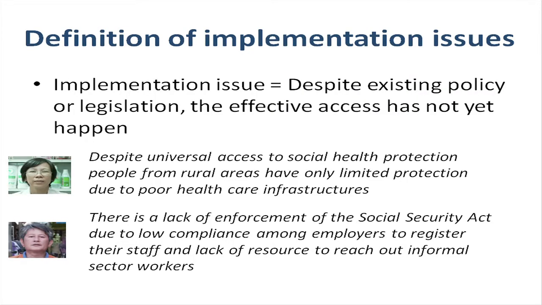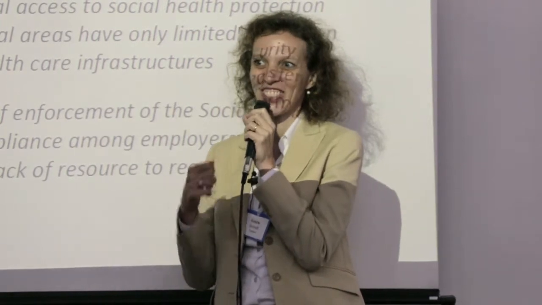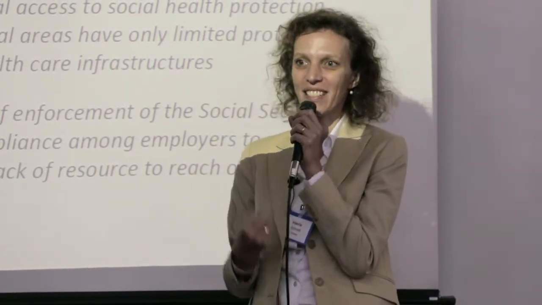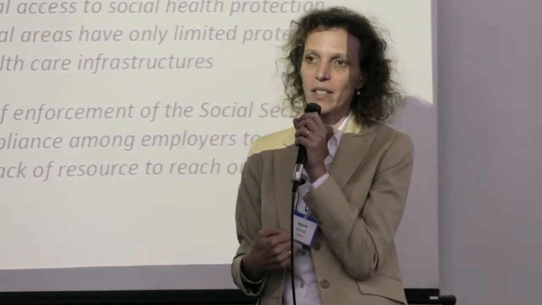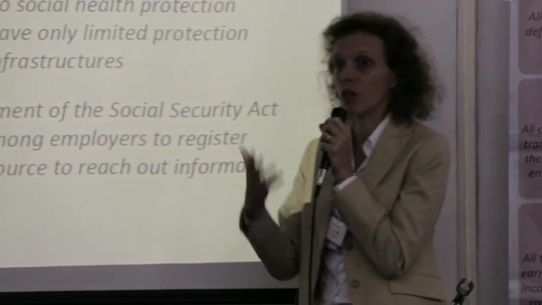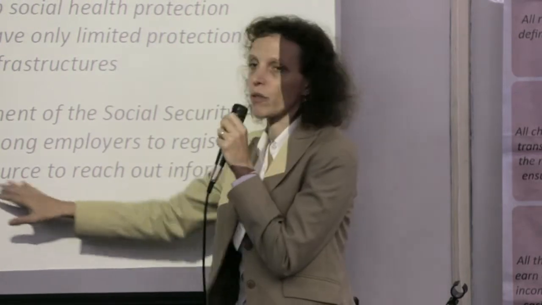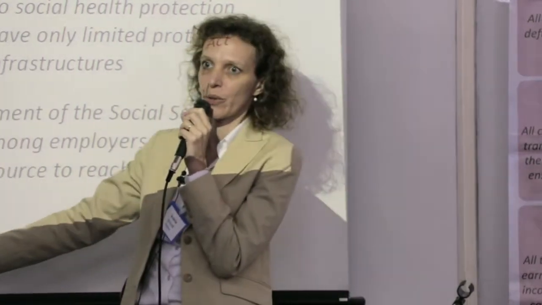There is a lack of enforcement of the Social Security Act due to low compliance among employers to register their staff. And also, in the case of Thailand, for instance, the Social Security Act applies also to informal sector workers, so it's in the law. But it's a voluntary scheme, and the Social Security Office has to run after the informal sector workers so that they register and pay their contributions regularly. So this is a huge work, and it's very difficult for them to implement the law. So the law is there, but there is an implementation issue due to many things, including a lack of resources to reach out to informal sector workers.